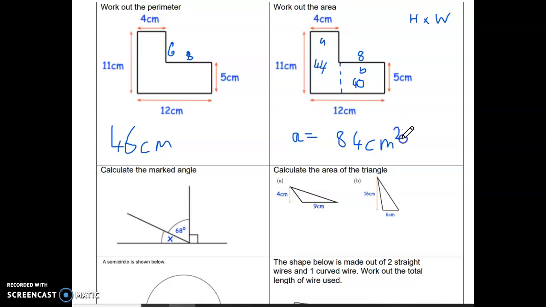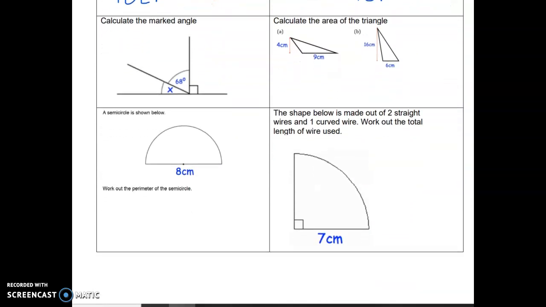So if you've got a compound shape, like two that are put together, and you want to find the area, you split it into two, work out the area of each of them, then put them back together.